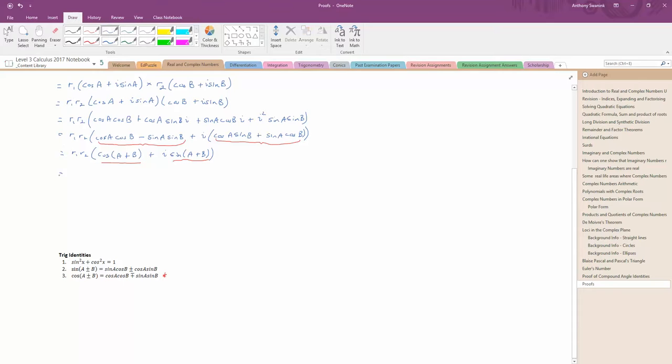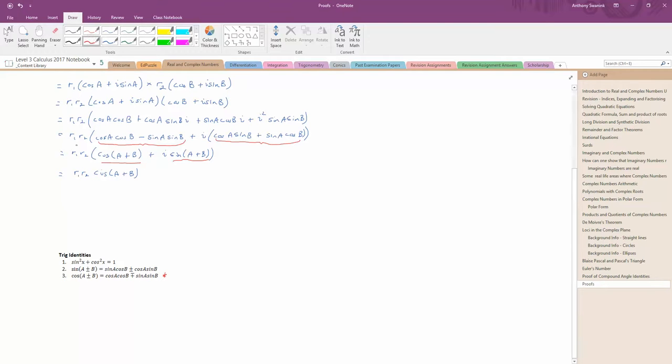Well, what you've got here is basically a complex number in expanded polar form, and what that number is, is R1 times R2, which is simply a number, the product of the two moduli, and we've got cos A plus B plus I sine A plus B. Well, that can be written as CIS A plus B.